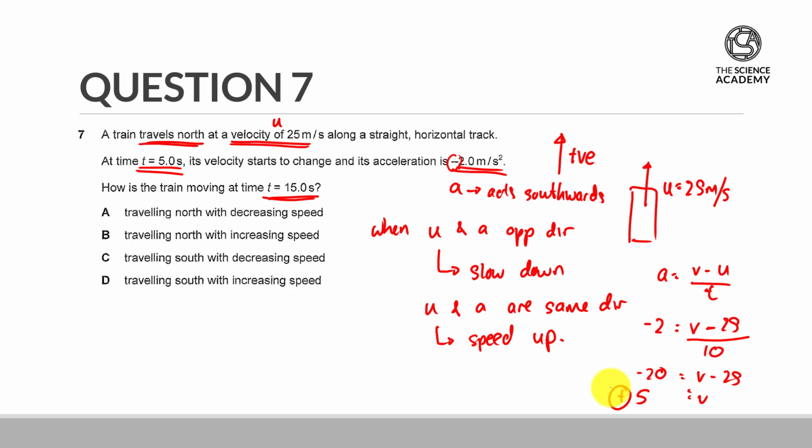Now, because there's a positive sign over here, this means that the train is still traveling northwards. This means that its velocity and its acceleration are still in opposite directions, therefore the train is slowing down. So as such, the train is still traveling north with decreasing speed, and the answer is A.